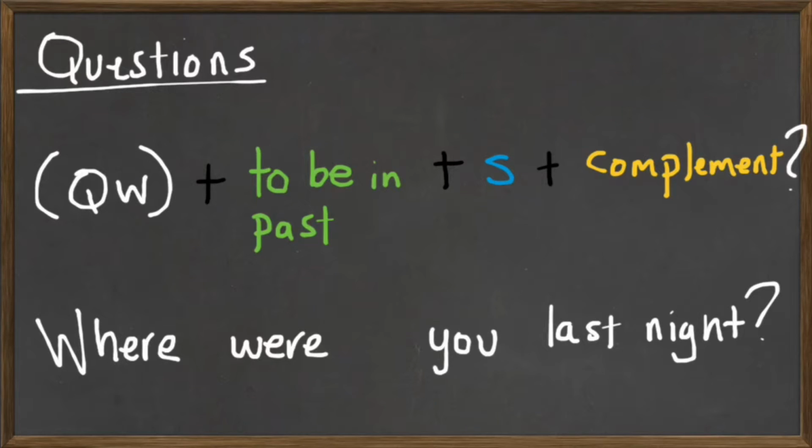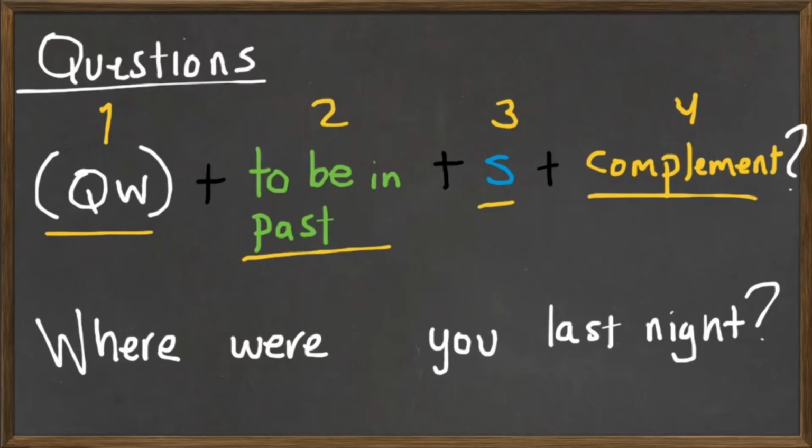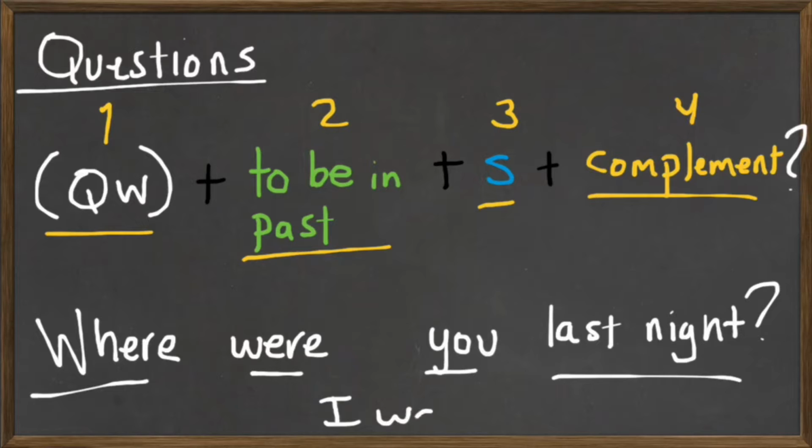Now the questions are also very simple. They consist of 4 parts. The first one being optional depending on the situation. We have question word, verb to be in past, subject, and complement. Example: where were you last night? Where were you last night? A possible answer can be I was at home.